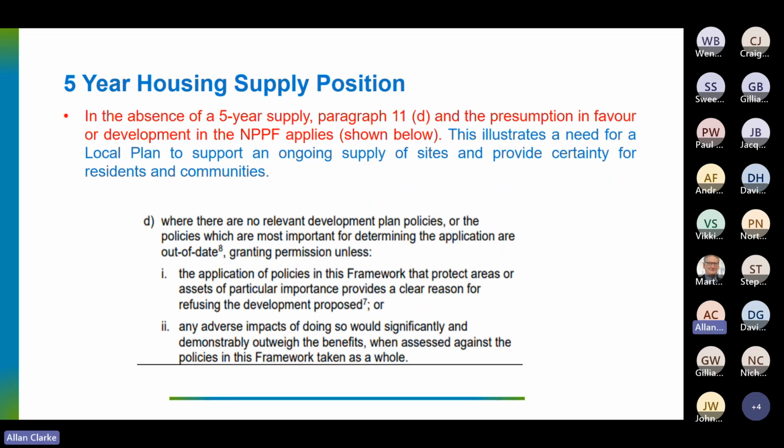In the absence of a 5-year supply, paragraph 11D of the National Planning Policy Framework and the presumption in favour of development applies, and we've included an extract of paragraph 11D in the slide there. Again, this points to a need for a local plan to support an ongoing supply of sites and also to provide certainty for residents and communities.